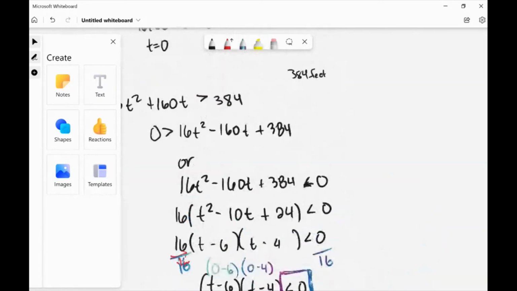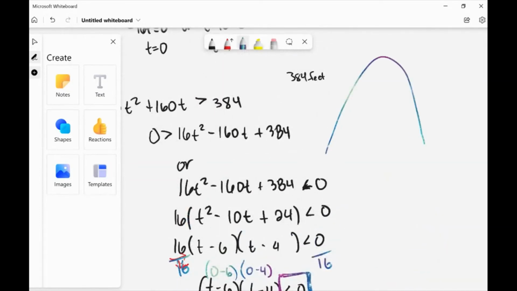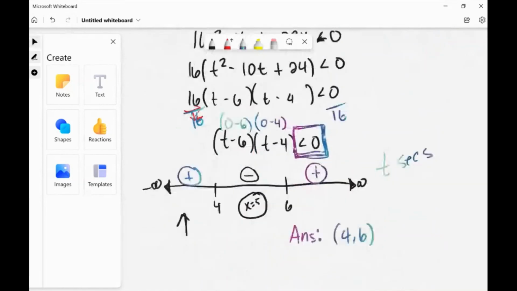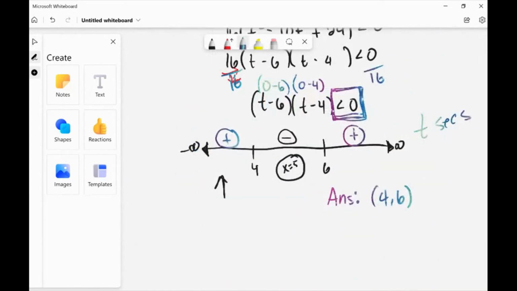The projectile is going to be thrown up like this, and between 4 seconds and 6 seconds, for example, it's going to exceed 384 feet in the air. All right. That was the word problem.